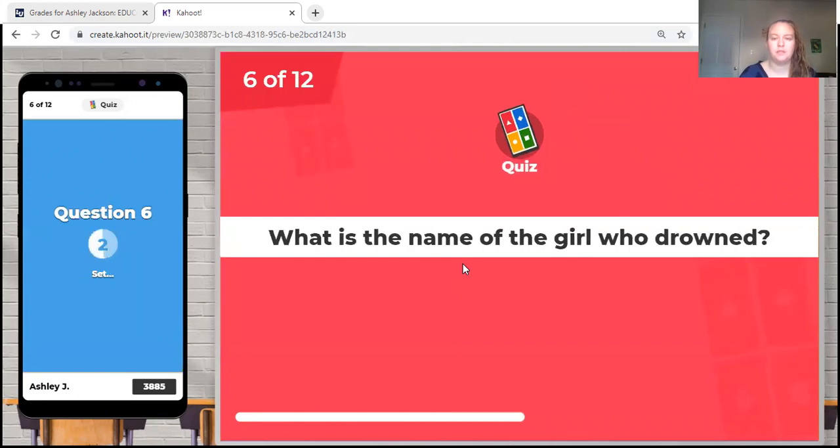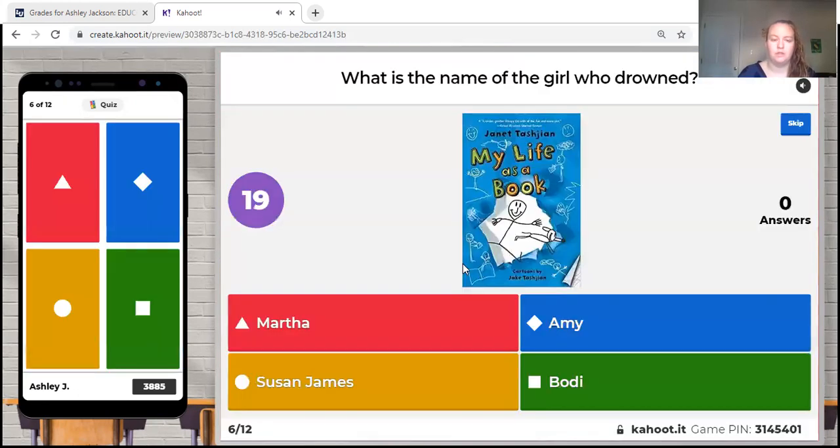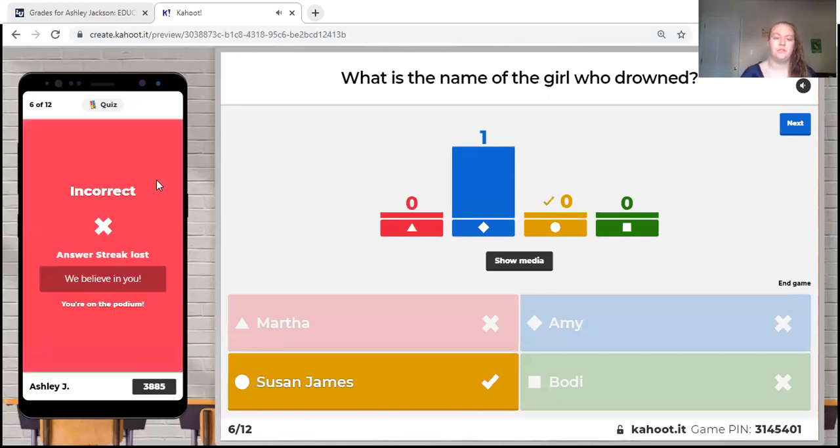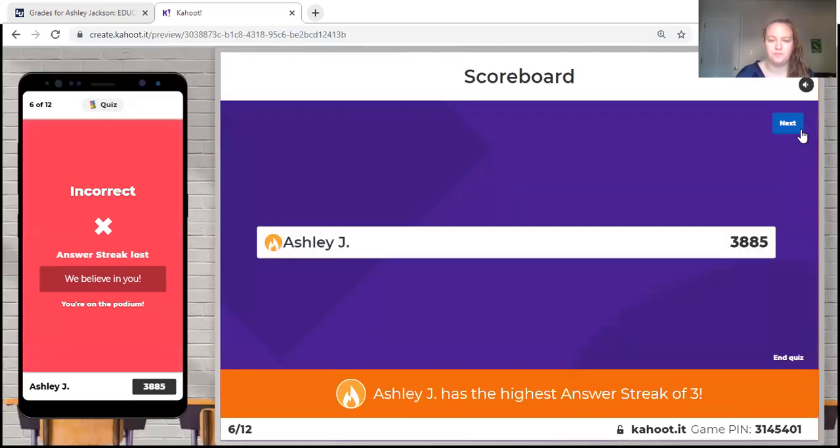Next one, what is the name of the girl who drowned? Martha, Amy, Susan, James, or Bodie? All right, so you can see that the student got it wrong again. We would talk about how Amy was the babysitter, while they were talking about Susan James when they found her on the internet when they searched. Again, the student doesn't receive points, but they also don't lose any points either. They stay where they're at.